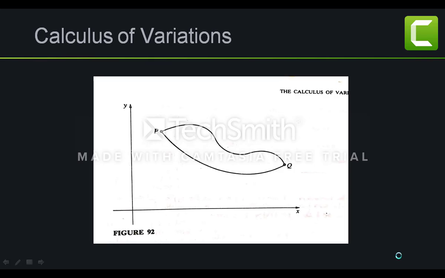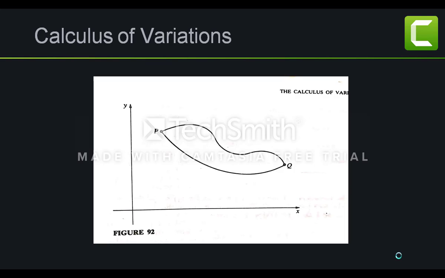Hello everybody. Today we will study the topic the calculus of variations. It is one of the important branches of analysis. Suppose that 2 points P and Q are given in a plane. Then there are infinitely many curves joining these points. And one of the questions is which of these curves is the shortest?